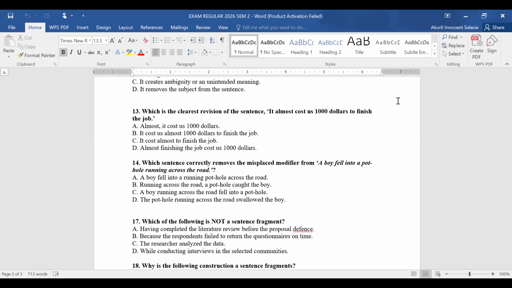14. Which sentence correctly removes the misplaced modifier from "A boy fell into a pothole running across the road"? A. A boy fell. Hello, I cannot hear you anymore, please. Can someone else read for us? If in case she has network problem.